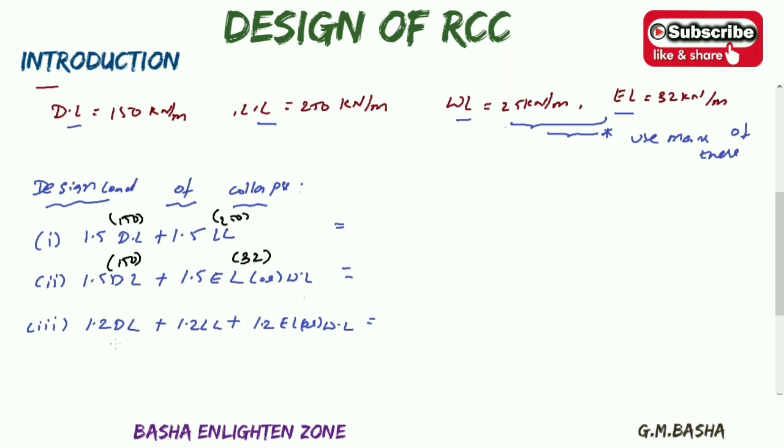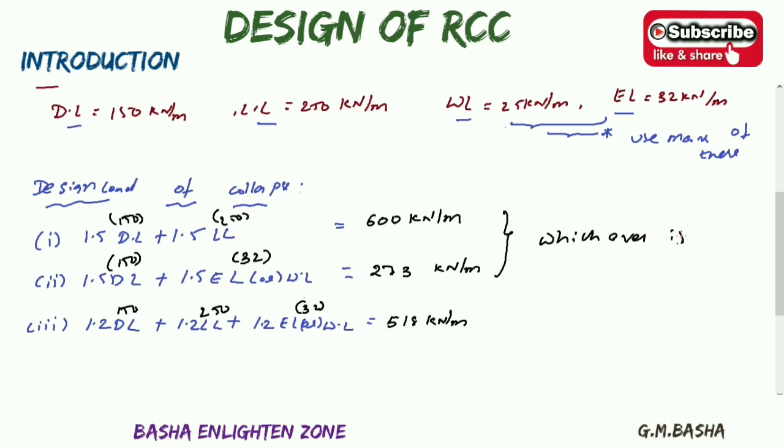Again here, the dead load is 150, the live load is 250, and for earthquake load or wind load we take whichever is maximum. If you simplify individually, the first is 600 kilonewton per meter, the second is 273 kilonewton per meter, and the third is 518 kilonewton per meter. So what is the design load of collapse here? Out of these three, whichever is maximum is the design load of collapse, which is 600 kilonewton per meter.